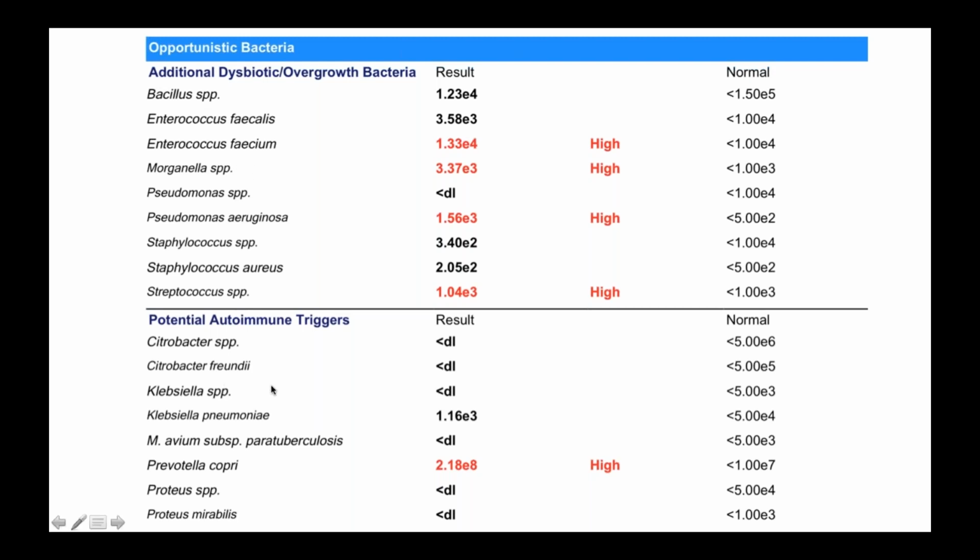Also, a little further down under the potential autoimmune triggers, we see that Klebsiella pneumoniae is present. I'll talk a little bit more about that later on in the webinar, but that's also a potential marker for reduced stomach acid. And then also Prevotella copri is present at relatively high levels. We do know that that particular species depends quite a bit on carbohydrates as its main food source and appears to be elevated, something we see quite a bit clinically when we suspect that carbohydrates may not be digested as well as they should be.